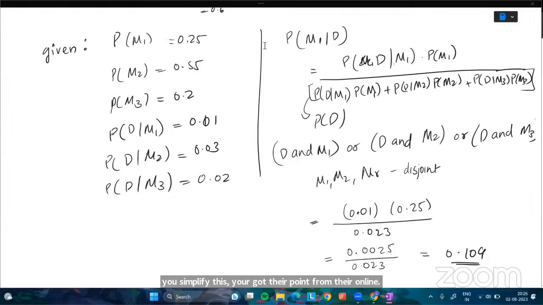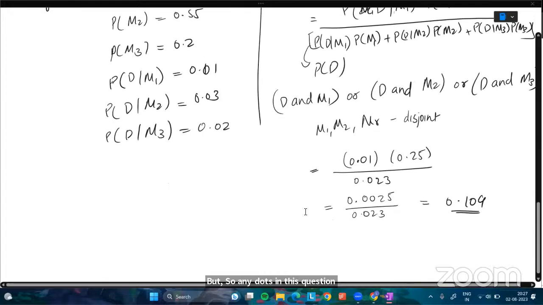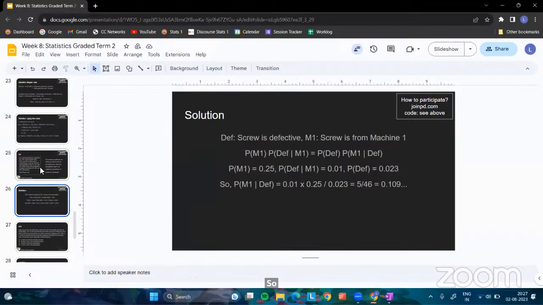Yeah, Nandakumar, you're correct. If you're doing it with 2 digits, then it's fine. So I can see a few of you did get it wrong, but a lot of you got it correct. So any doubts in this question? No, ma'am.